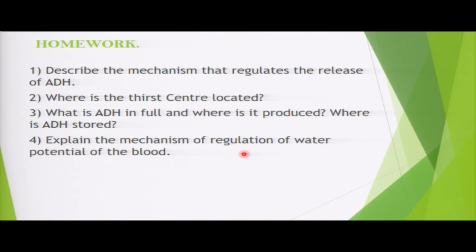So now, homework for today. You will describe the mechanism that regulates the release of ADH. Then, where the thirst center is located, what is ADH in full, where is it produced, where is it stored. Then explain the mechanism of regulation of water potential. So be ready, continue making the research.